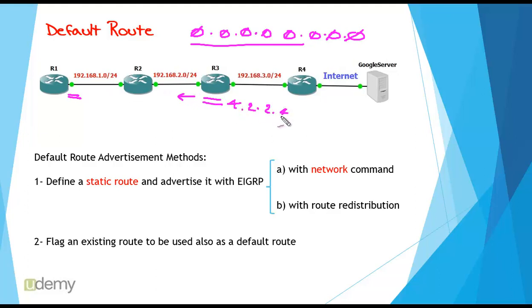And if, for example, you ping 4.2.2.4, which is the Google DNS server, the router now chooses this way, since there is no prefix which matches 4.2.2.4, so the router chooses the default route to reach this network. So default routes are mostly used in internet connections when we want to reach internet addresses.